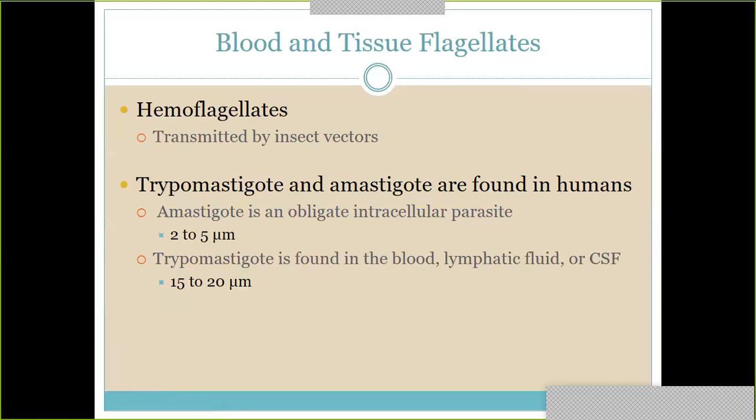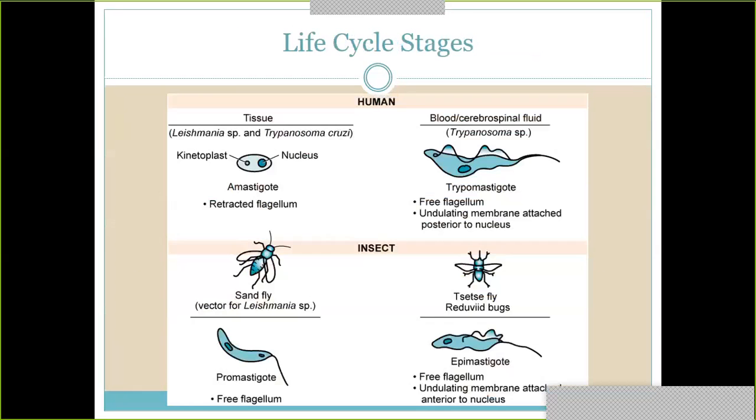Amastigote is going to be an obligate intracellular. That's going to mean it's only found inside a cell, and there's definitely going to be one that we will look at. A trypomastigote can be outside of the cell and will be found just in the blood or lymph fluid or even the cerebrospinal fluid. So those are just some terms. As far as the ones that we're going to discuss, both Leishmania and Trypanosoma.